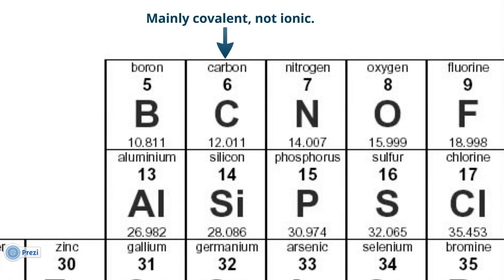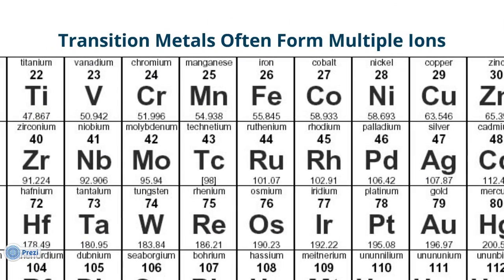Well, what about group 4A, which includes carbon and silicon? Well, these elements form mainly covalent bonds, not ionic bonds. The main group elements follow a set pattern. Whatever the group number is, that's the number of valence electrons, and you can easily predict the charge of the ion that it forms. However, transition metals often form multiple ions. They're a little bit more complicated.